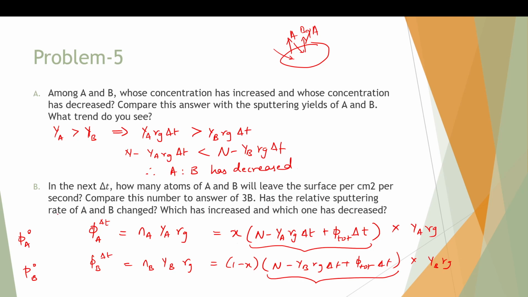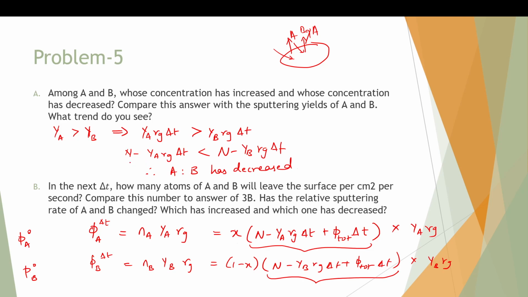So has the relative sputtering rate of A and B changed? Yes, it has changed. From looking at this we cannot get the relative sputtering rate directly. Relative sputtering rate is basically just phi A upon phi A plus phi B, that will be the relative phi A. So has it changed from time t equal to 0 to time 0 plus delta t? Obviously it has changed. So which one has increased and which one has decreased?